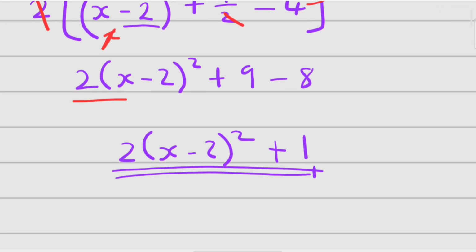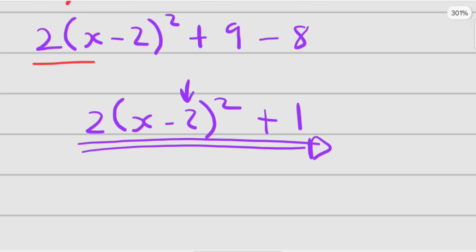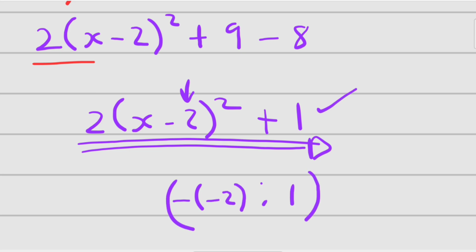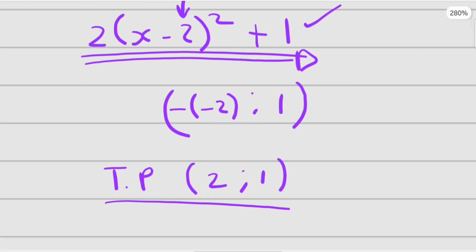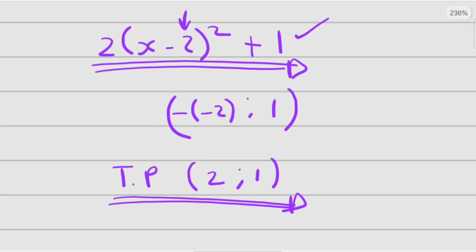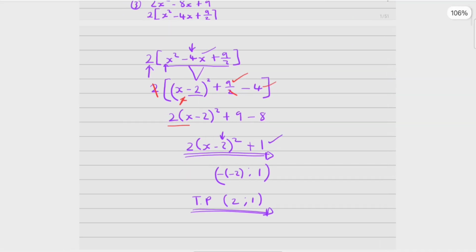And with this, we can still get the turning point using the same method that we're using for the other examples. So it will be minus this, which is in this case minus 2, then 1 here. So this will be 2, 1 is our coordinates of the turning point, right? I hope I've made that clear enough for you guys, right?